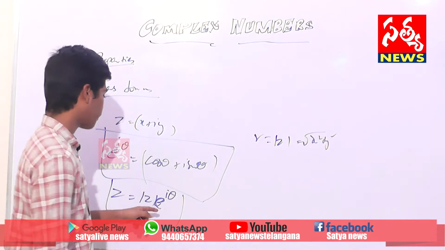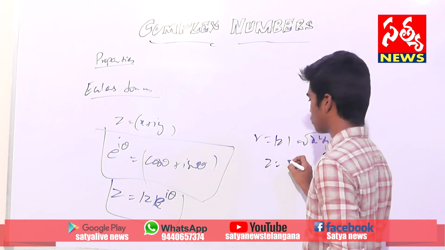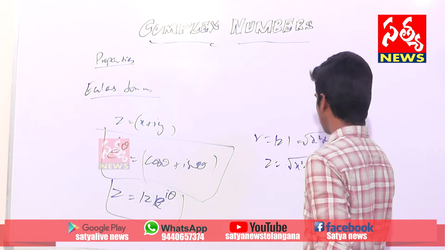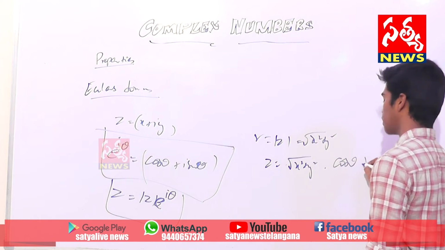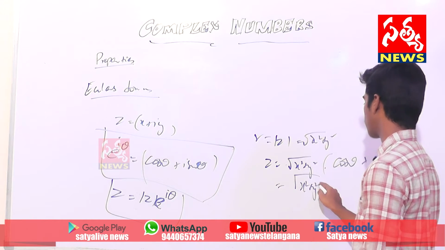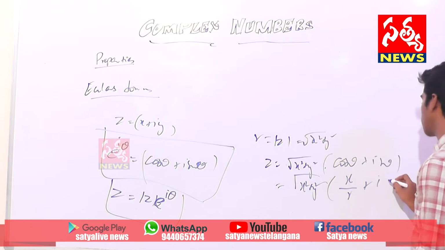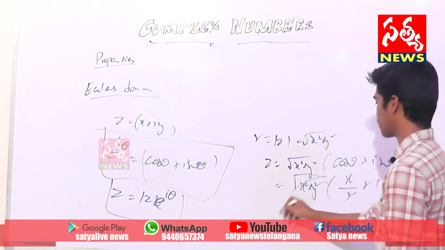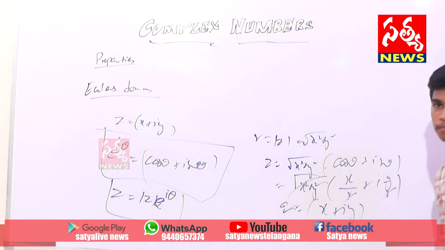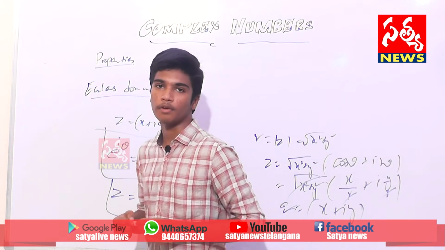z equals mod z into e power i theta. So I am going to prove it. z is equal to mod z, which is r, under root x square plus y square. e power i theta is cos theta plus i sin theta. Cos theta is x by r and sin theta is y by r. r gets cancelled, and z is equal to x plus iy. Okay. If you write in this form, the problems get simplified.